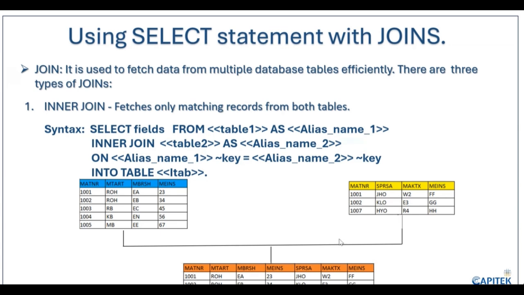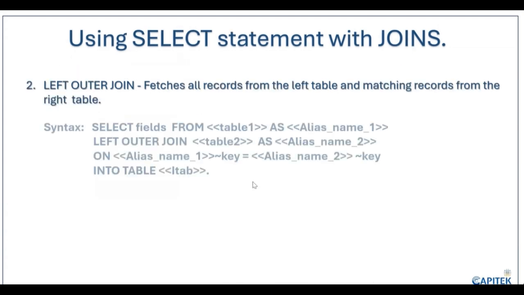Okay, you can see here ROH EA23, ROH EA23, and you see the other data JHO W2 and FF, JHO W2 and FF. So two tables of data are gathered over here. So this is inner join. This is an example of the inner join. Now let's go with the outer join.